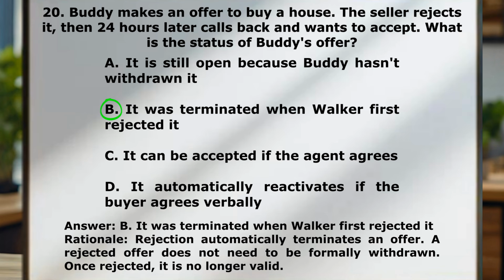So now Buddy can come back with an even lower offer or an offer that fits Buddy even better. Depends on the scenario, but this does happen, right? Sellers reject offers. Maybe it's not as strong as the market they thought. Buyers come back a little bit lower now. Play stupid games, win stupid prizes. So the reasoning behind this one is rejection automatically terminates the offer. So a rejected offer does not need to be formally withdrawn. Once rejected, it is no longer valid.